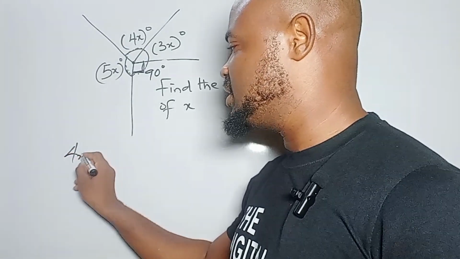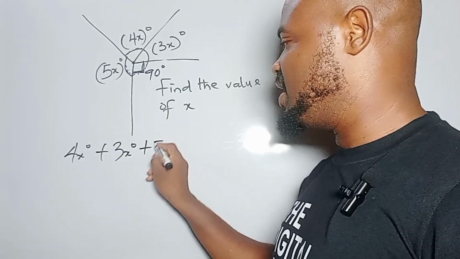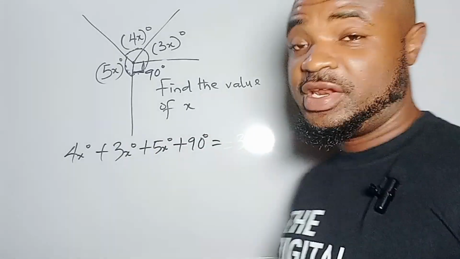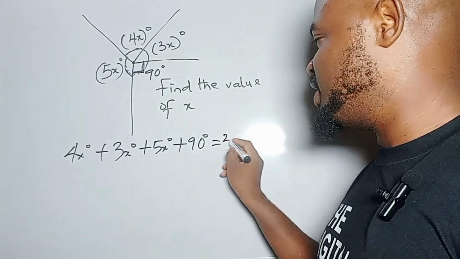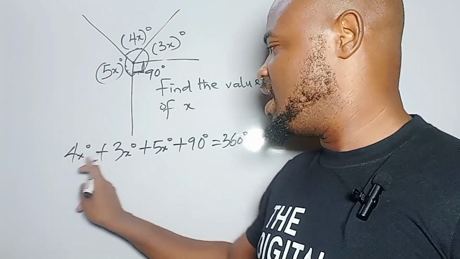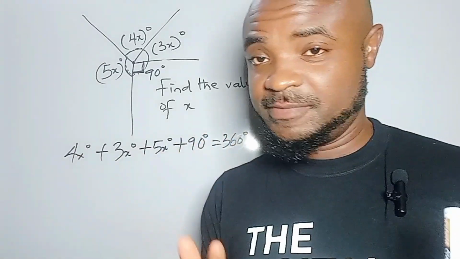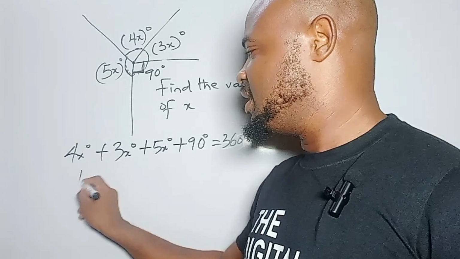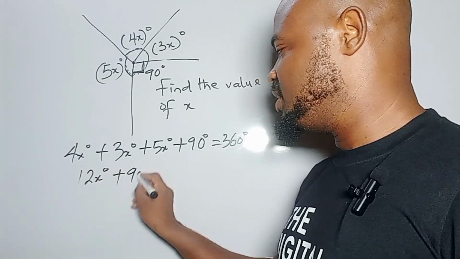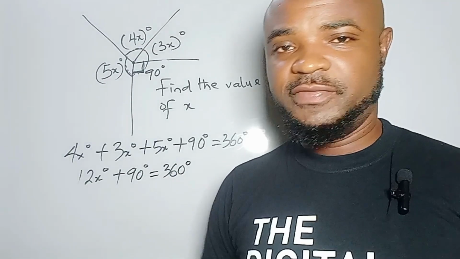That'll be 4x degrees plus 3x degrees plus 5x degrees plus 90 degrees, everything equals 360 degrees. I hope you are still following. Good. So 4x plus 3x plus 5x is what? Let's take it step by step. 4 plus 3 is 7. 7 plus 5 is 12. That is 12x degrees, plus 90 degrees equals 360 degrees.